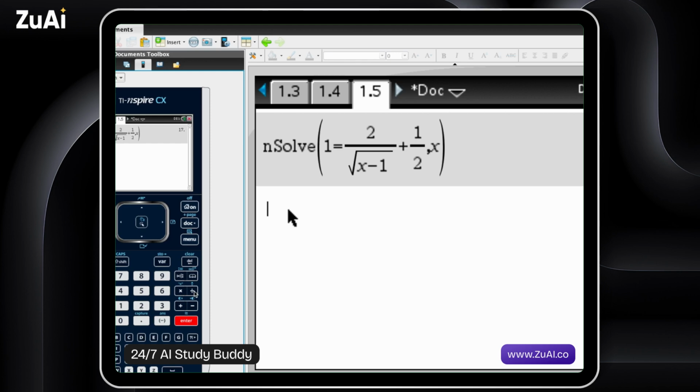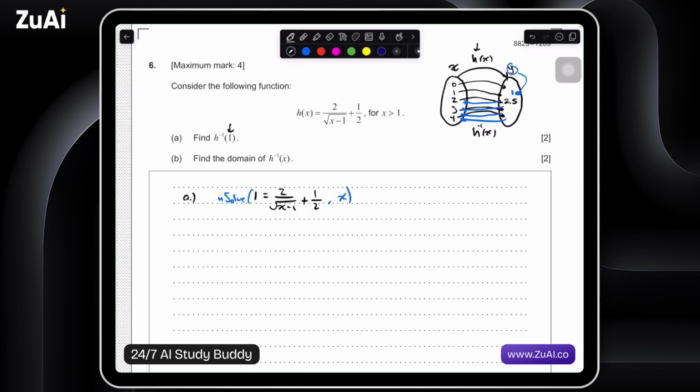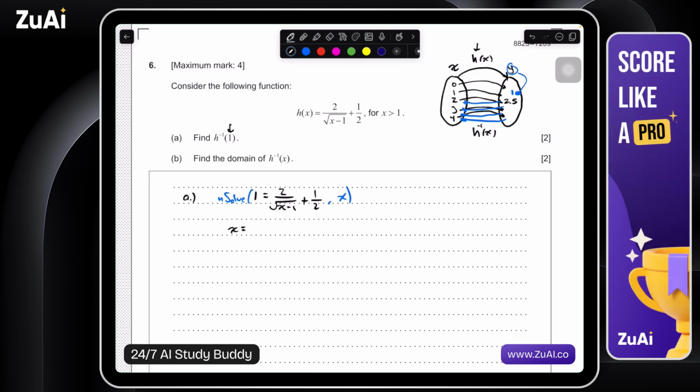When they're asking us for an inverse, we're asked: if the output is 1 in this case, what was the input? And in this case, x would be equal to 17. Not too bad of a question. Part B is an extremely challenging question, at least I think.